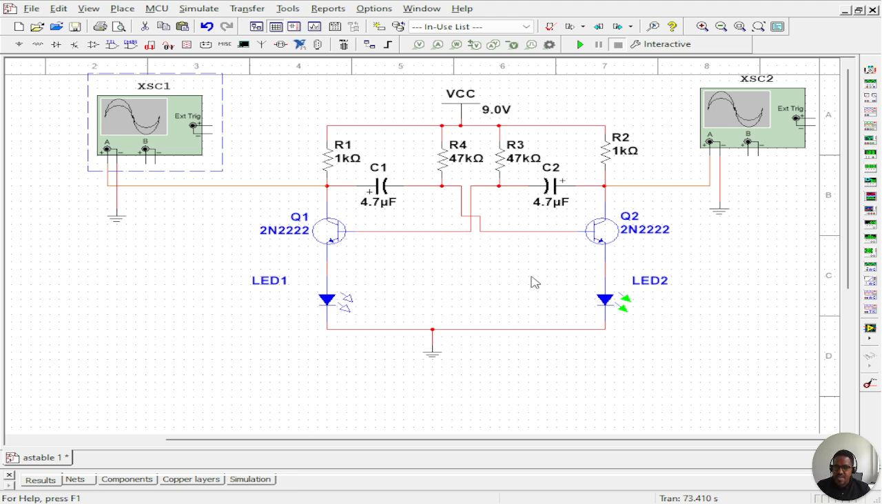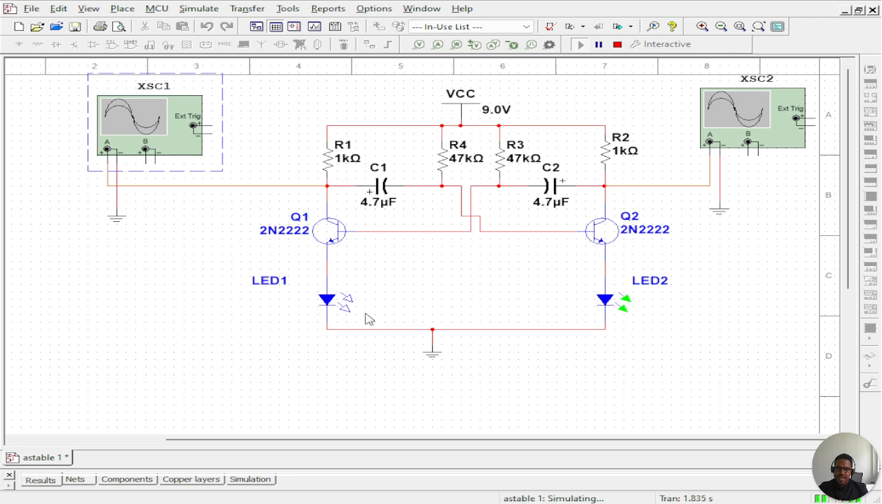This is a simulation in Multisim of the astable multivibrator. For example, to understand this, in the circuit the emitter terminal is connected directly to the ground, but let's connect it with an LED. Then when you run this circuit, look at the LEDs: on, off, on, off, on, off. That means high, low, high, low, high, low.